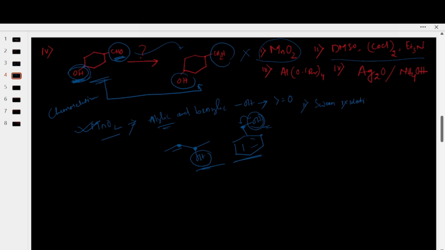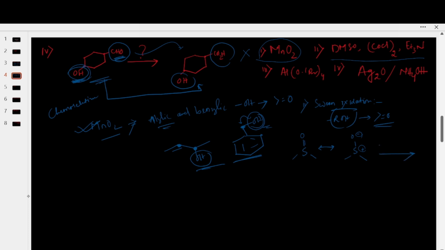In Swern oxidation, what will happen? It will convert alcohol into a carbonyl group. So what is the mechanism of Swern oxidation? So we can write DMSO. DMSO is dimethyl sulfoxide. This is the chemical structure of dimethyl sulfoxide. In ionic form, it exists as O minus and a positive charge over sulfur.